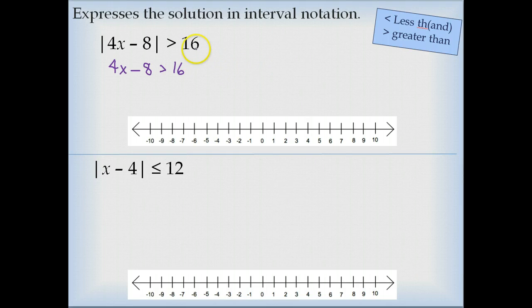The other part to this problem will be dropping the absolute value, but then you have to do two extra things. The first thing is you have to change the direction of your sign, and you have to make your answer the opposite. So make it negative. So we have two separate equations there, and we're going to solve each of those first.